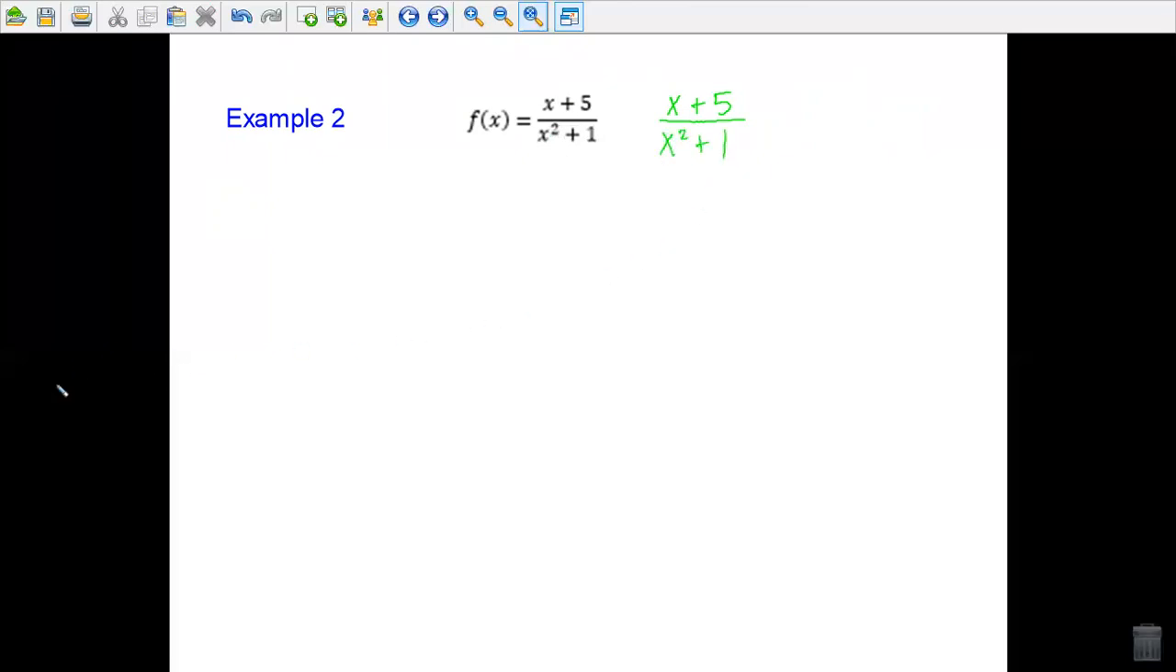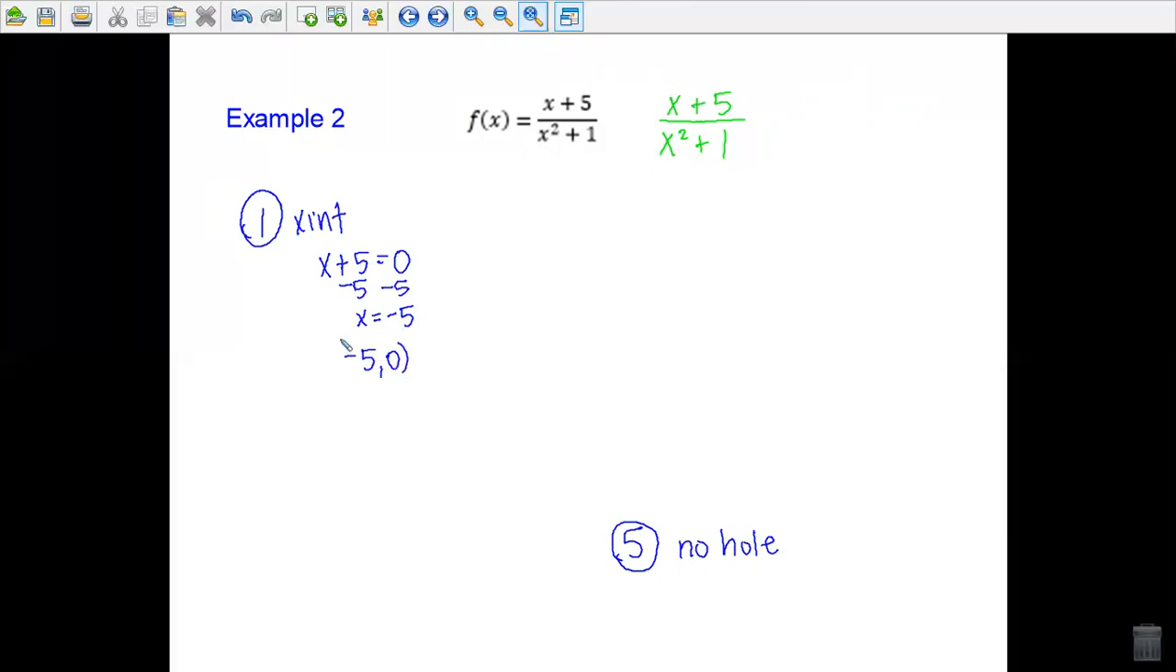So there's definitely nothing that cancels. I'm going to come down here and say that there's no hole. Right off the bat, I know that there's no hole because nothing canceled. For the first thing, our x-intercept, to find it I need to set my numerator equal to 0. So x plus 5 equals 0. Solve for x, and we get -5. So I have one x-intercept at -5, and my answer is (-5, 0).